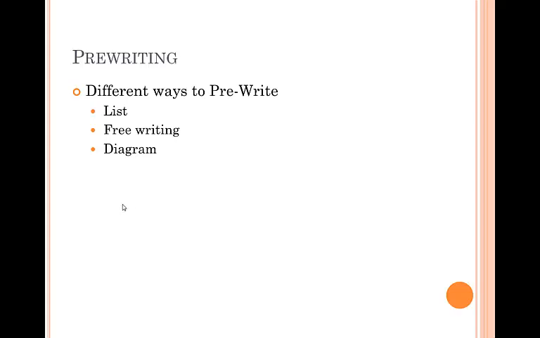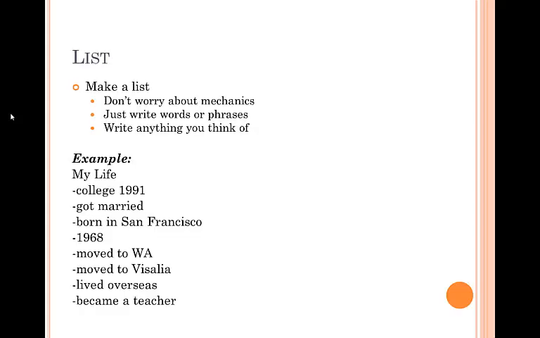You can do pre-writing in different ways. You can make a list, you can do free writing, or you can do a diagram. To make a list, don't worry about mechanics, don't worry about spelling or grammar, punctuation. You're just going to write down words or phrases and write down anything you think of.